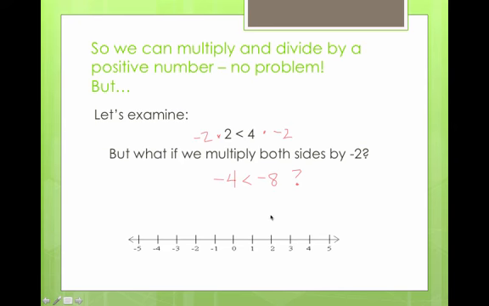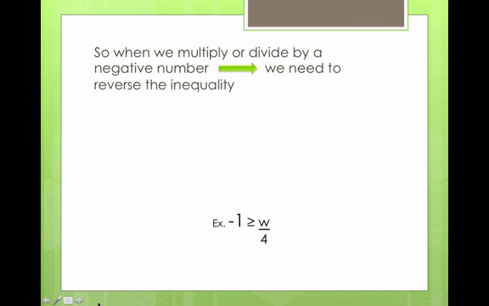So this is going to alert us to the fact that if I multiply or divide by a negative number, my inequality is in fact going to flip, because negative 4, of course, is greater than negative 8. So what happens if I multiply by a negative number? I'm going to have to flip my inequality in order for that to continue to hold. So let's look at another example. So again, when we multiply or divide by a negative number, we need to reverse the inequality.